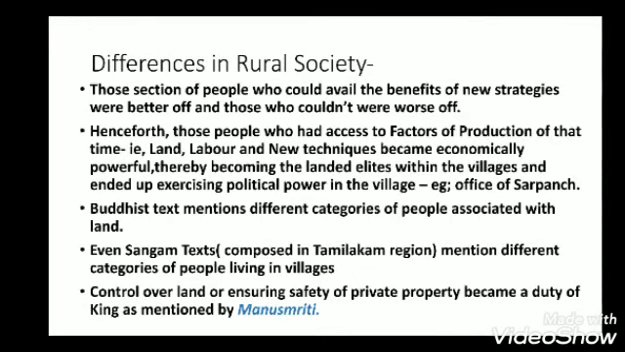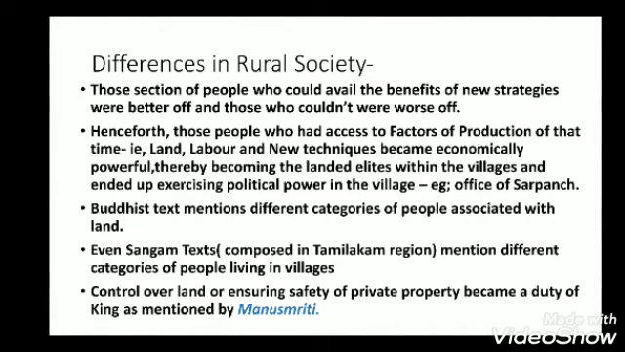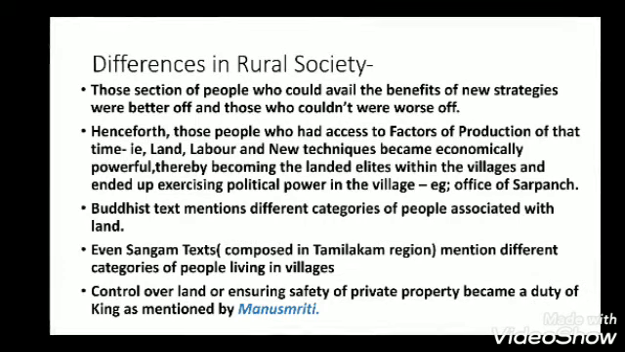So people who had access to factors of production became economically powerful. Whoever was controlling land, labor and new technology automatically became economically stable and powerful. And once they became economically powerful, these people could be seen as the landed elites within the rural structure. Because they were the landed elites, they were able to exercise power within the rural setup itself. So I hope you understood the chain reaction.